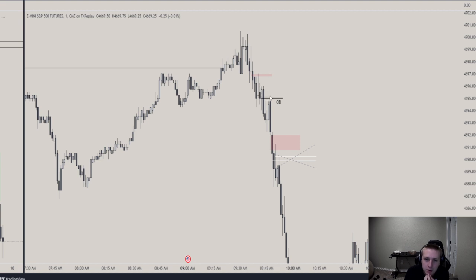We create an order block right here, and look at the delivery price right there. If we look at this whole fractal on price, there are a lot of wicks within this range. So just something to note.